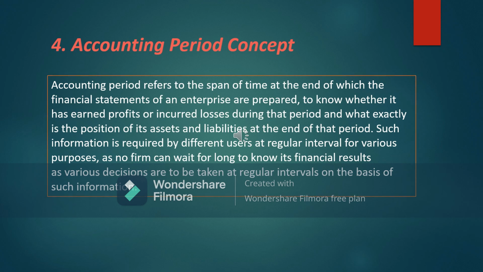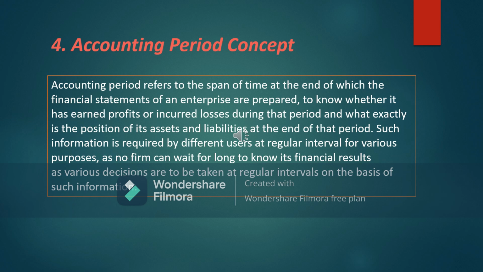The fourth concept is the accounting period concept. Accounting period can be for 1 year, or it can be for 9 months. So an accounting period should be there. Accounting period refers to the span of time at the end of which the financial statements of an enterprise are prepared. This is the time lag. All the financial transactions need to be prepared to know whether it has earned profit or incurred losses during that period. So that particular period should be there.